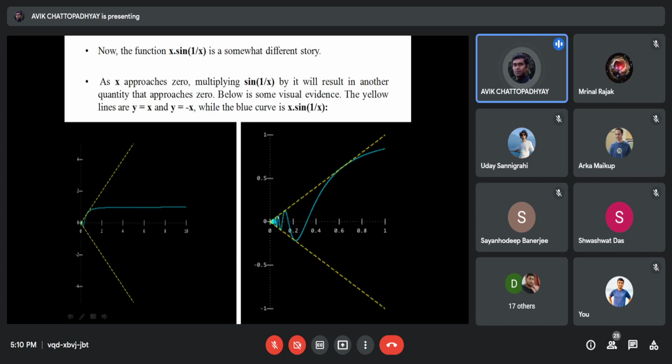As it is approaching towards 0, the number of oscillations increases and so on. But at the same time, the amplitude is also decreasing. For each oscillation, the amplitude is decreasing. That is the difference between x into sin 1 by x and sin 1 by x.